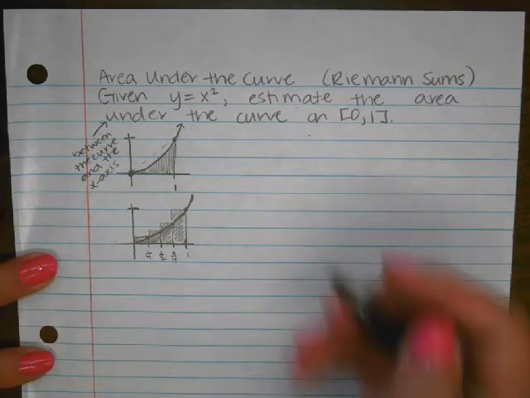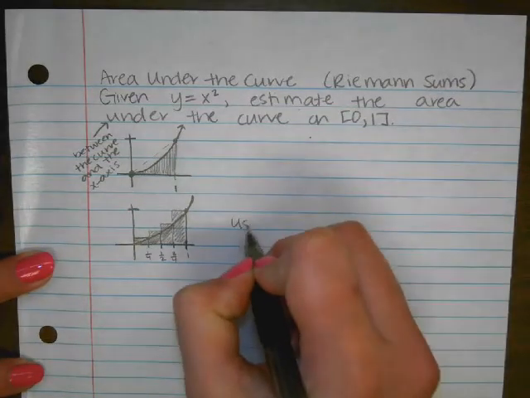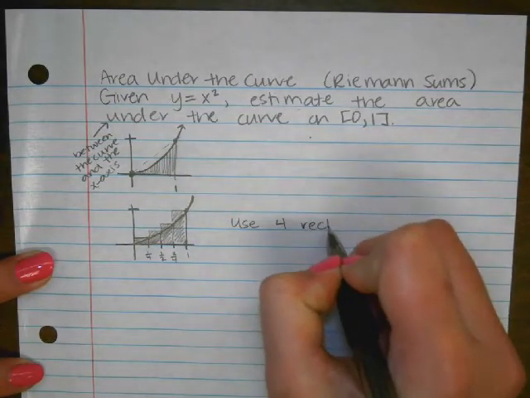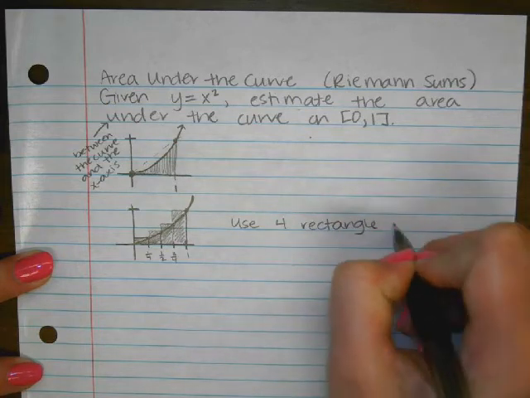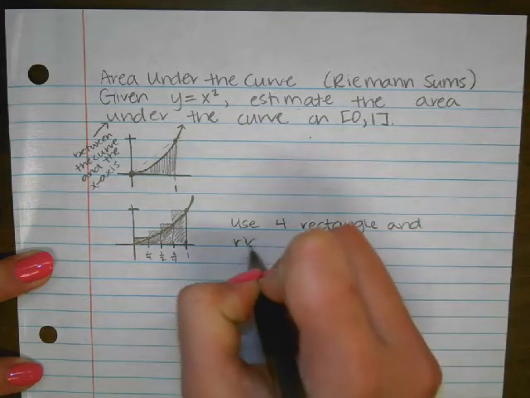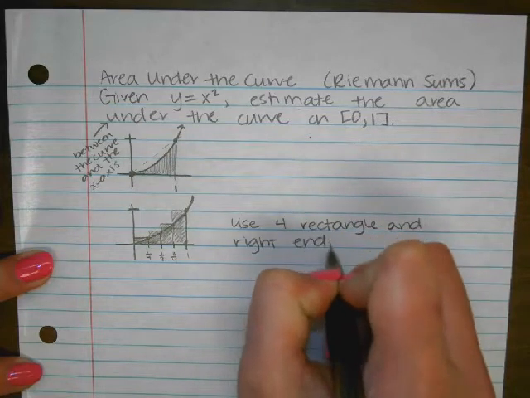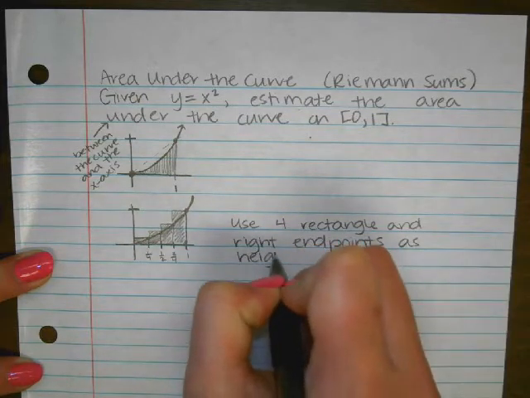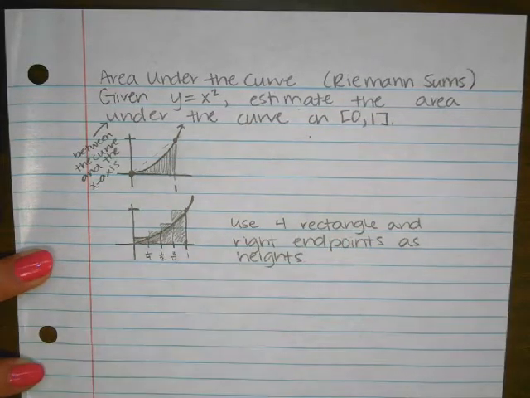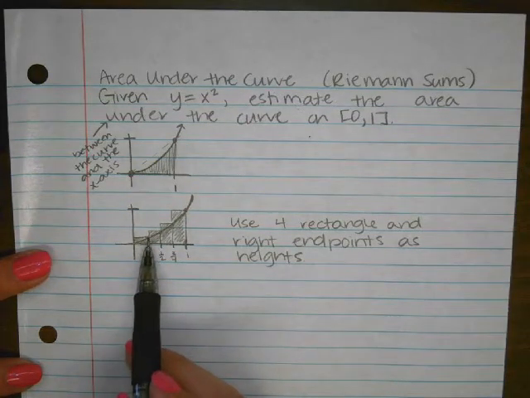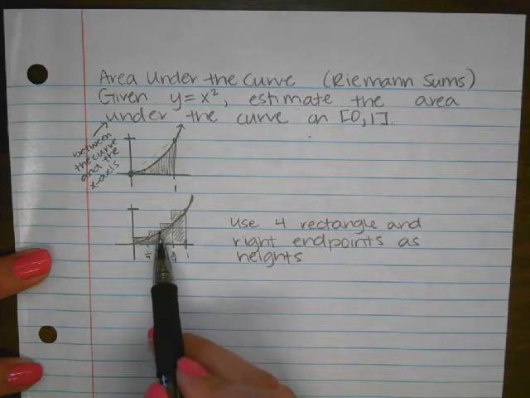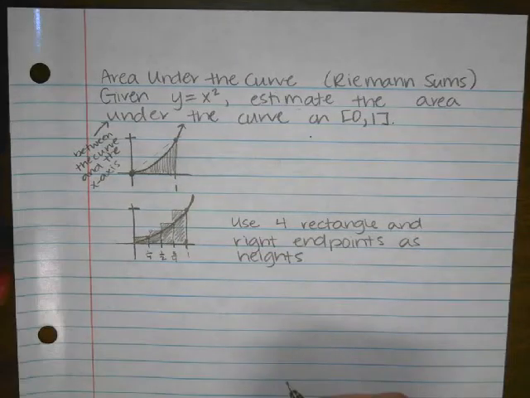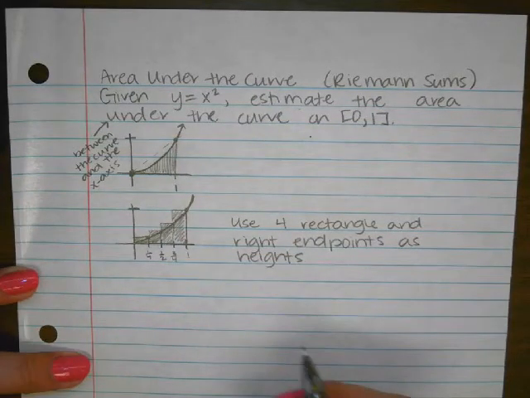So what we did is we used 4 rectangles and right endpoints as the heights of the rectangles. So what I mean by that is that when I drew my rectangles, the right corner of the rectangle is what showed up on the curve. So I used the right edge, and then I drew my rectangle over, used the right edge, drew my rectangle over, and so forth.